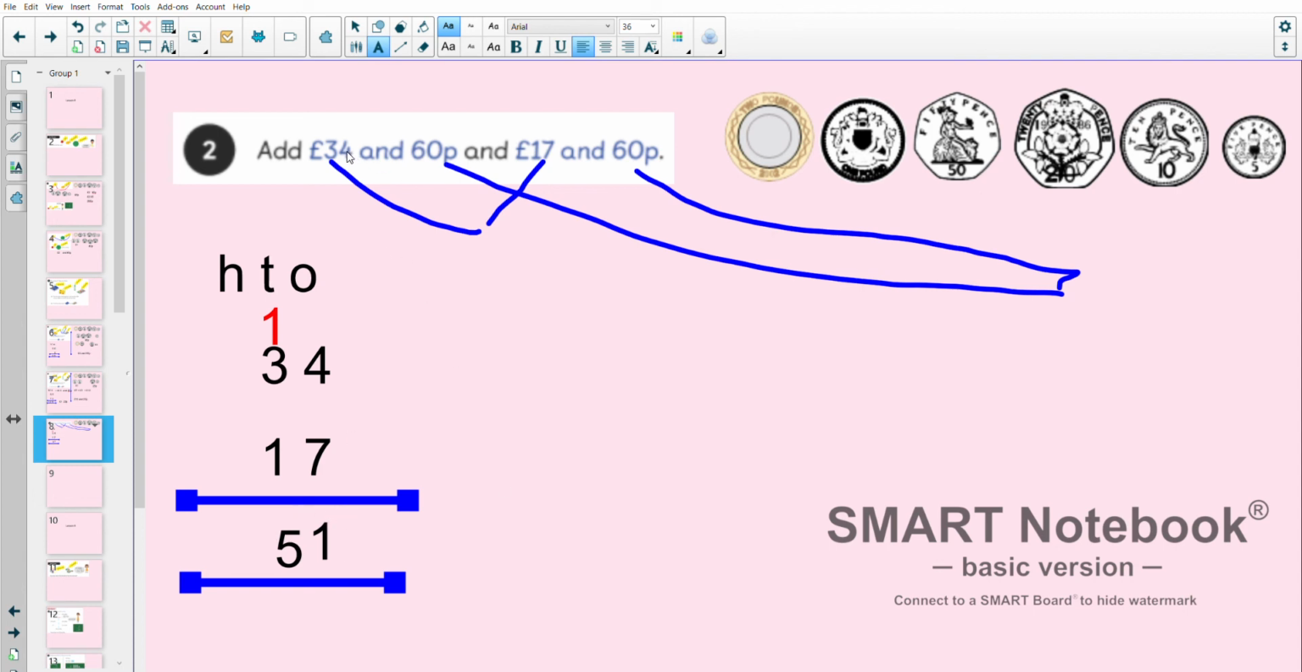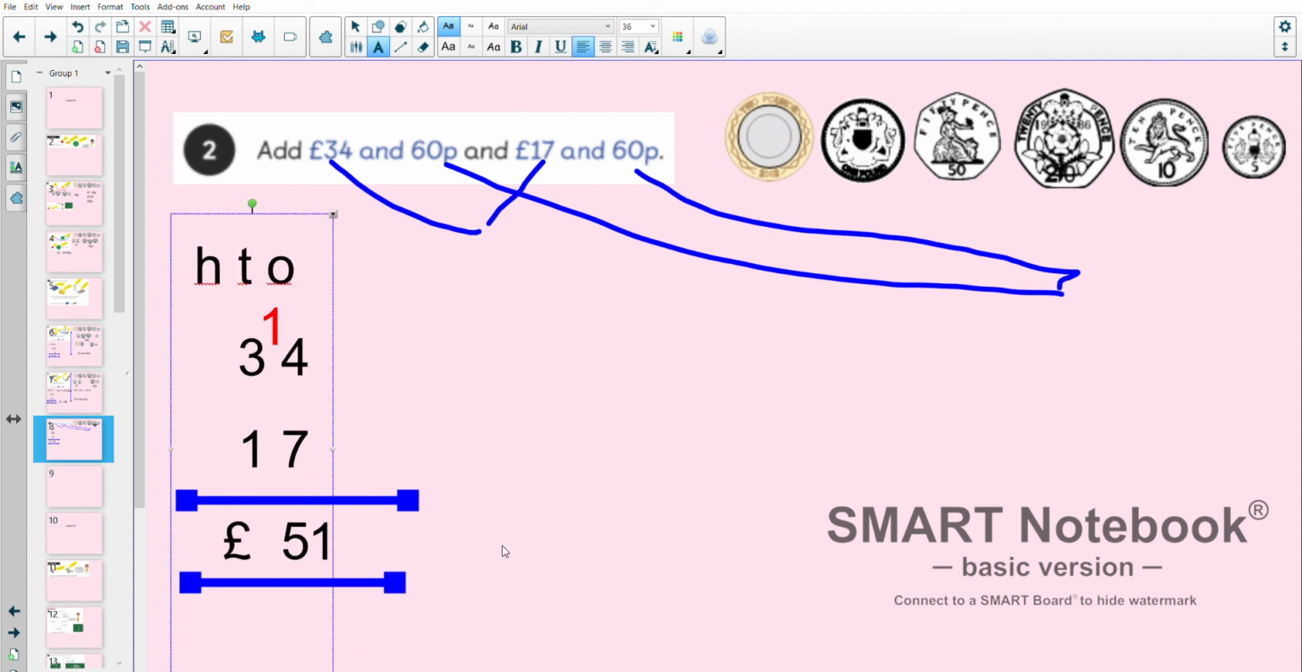Is this pounds or pence? I've done £34 and £17. So actually this is my answer in pounds. Get a little bit confused there. I've got £51 when I add those two together. £51. And then I do 60p add 60p.